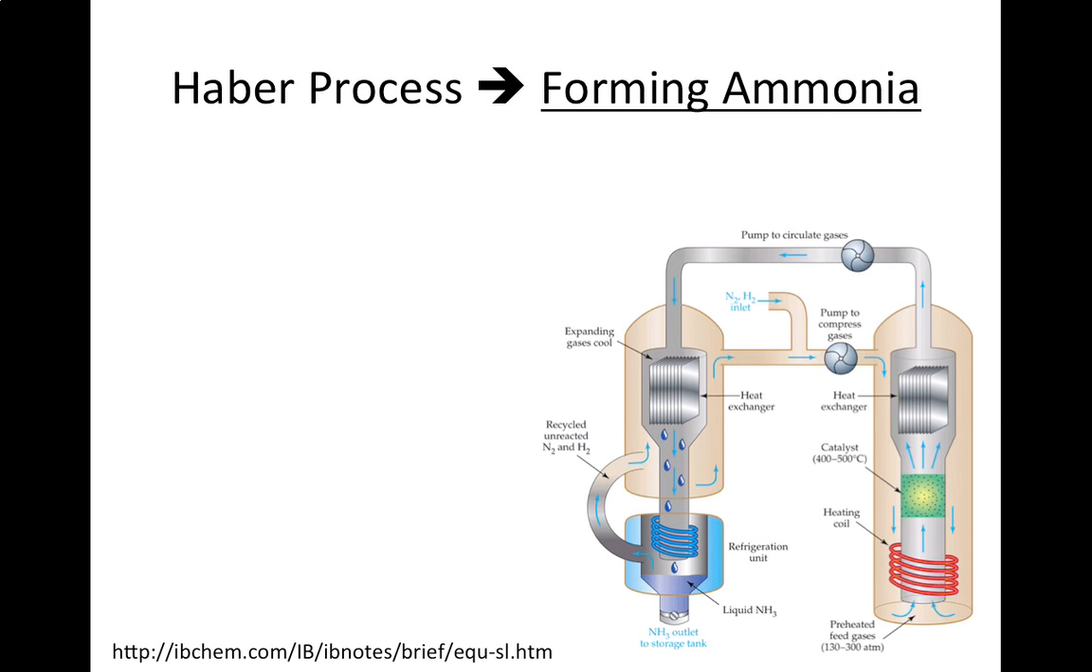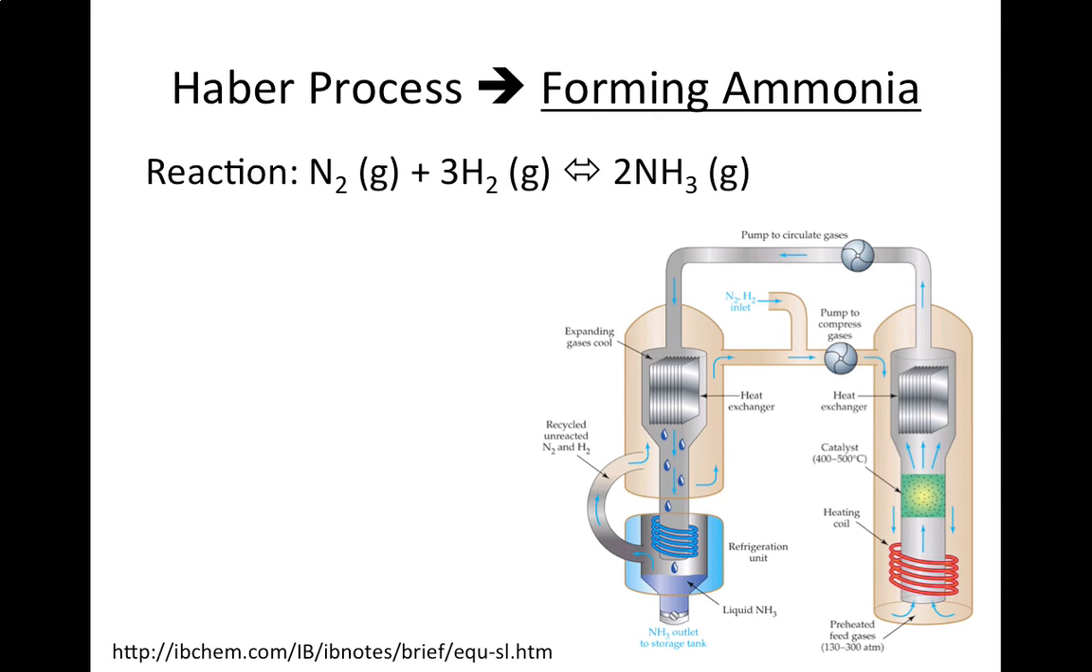The Haber process is one of these industrial processes that have been so vital and yet so scary for our world. It forms ammonia by this reaction: N2 plus 3H2 goes to 2NH3. And we're going to look more at this process later on. This is just in general what's going on.